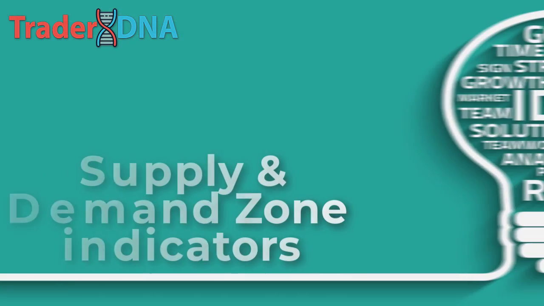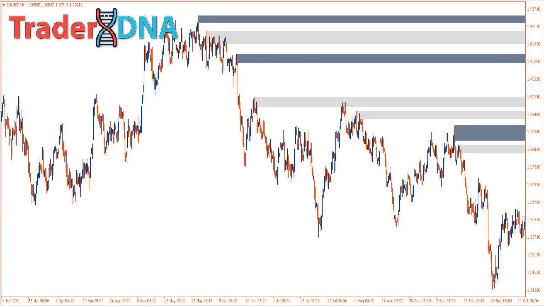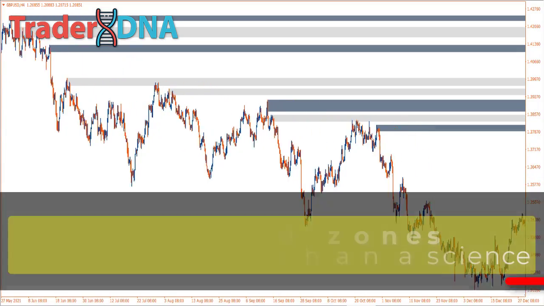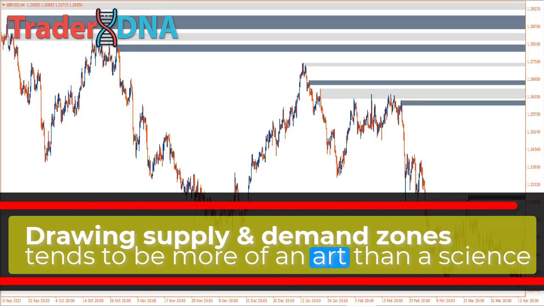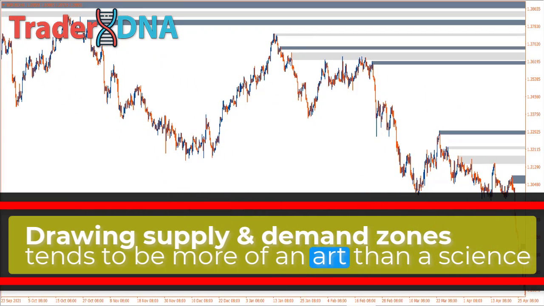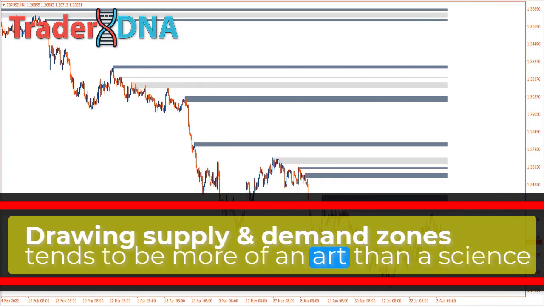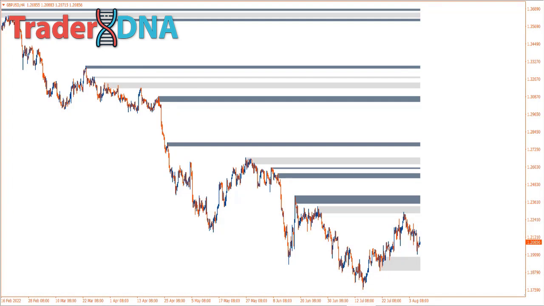Supply and demand zone indicators. It's possible to buy supply and demand indicators that have been custom built for the trading platform. However, drawing supply and demand zones tends to be more of an art than a science, and some of the best-known modern supply and demand traders and mentors like Sam Seiden draw the zones using the rectangle tool available in most trading platforms. It's quite simple. All the great things are simple.